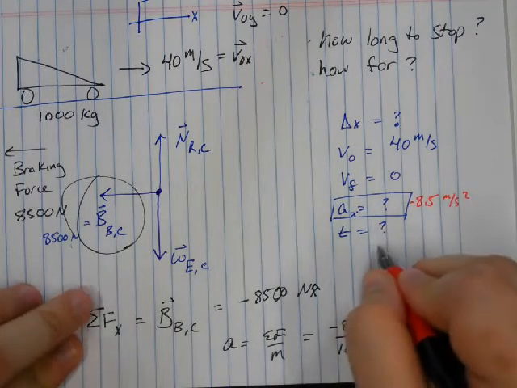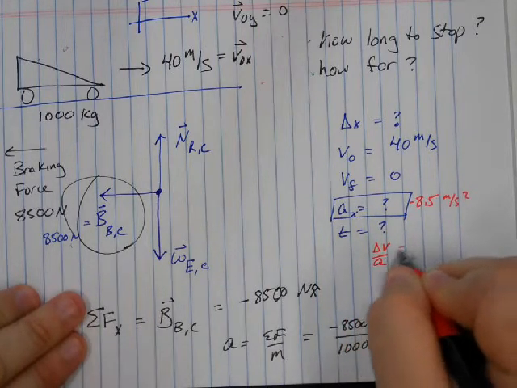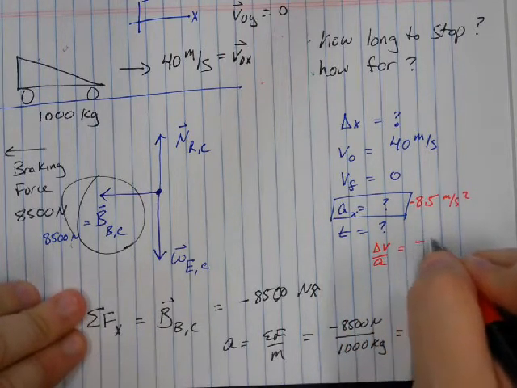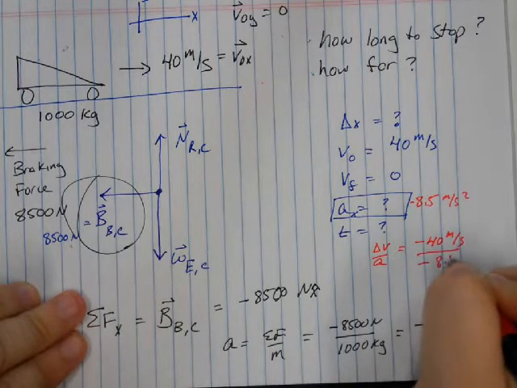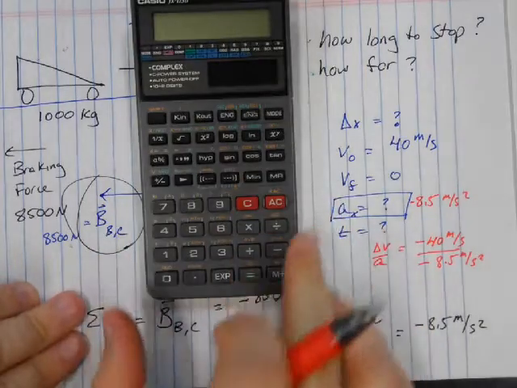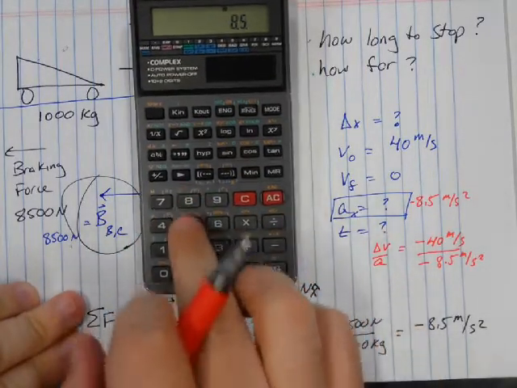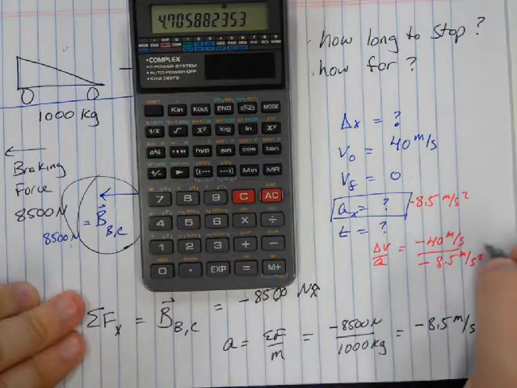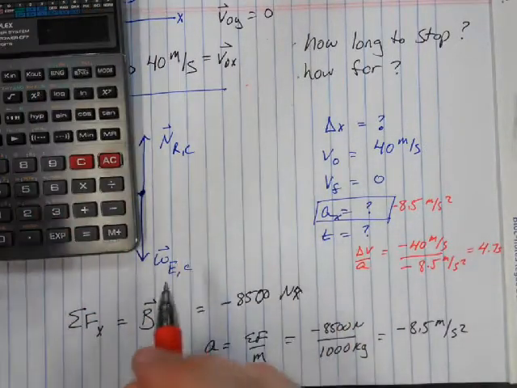The time is our change in velocity over the acceleration, and so that's minus 40 meters per second over minus 8.5 meters per second squared. And then we grab a calculator, we wake it up. 40 divided by 8.5 is 4.7 seconds. Ran out of space. Got a little space right here I'm going to write.